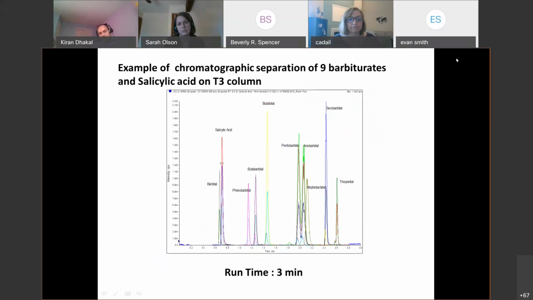This is how a typical chromatogram looks. This is an LC column, liquid chromatography column, in which a mixture of 9 barbiturates and salicylic acid was separated in 3 minutes. Each peak represents each drug at a different time, and we can quantify each peak based on its signal intensity and its area under the peak.